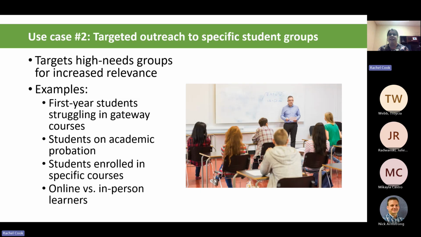Some examples might be sending messages to first-year students who have been identified as struggling in gateway courses, students who are on academic probation, students who are enrolled in specific courses that you help with, where for whatever reason students are not getting the help that they need, or targeting online learners versus in-person learners. Those two groups might receive different types of messaging depending on the best way for them to access your services.